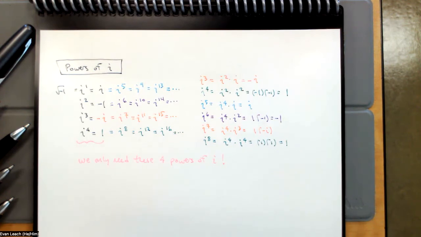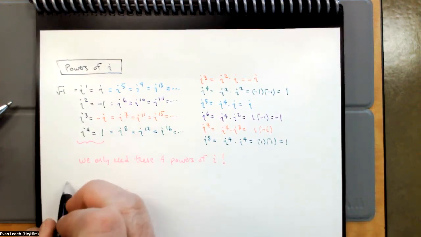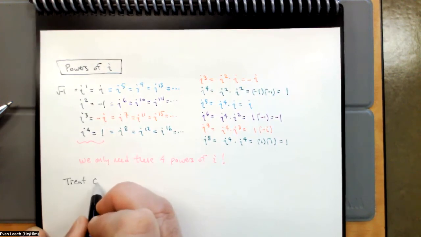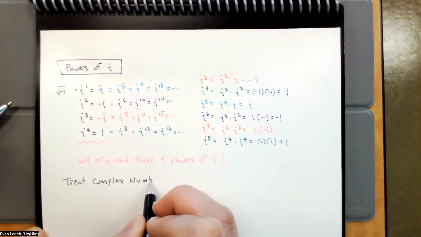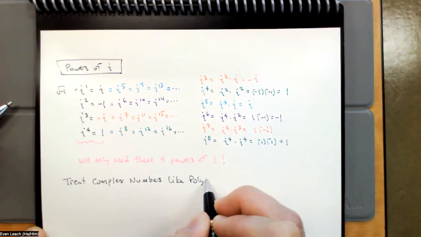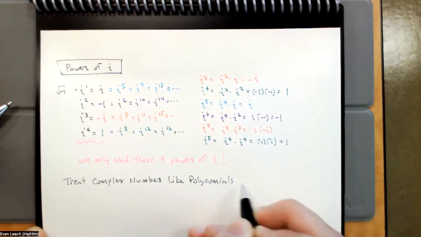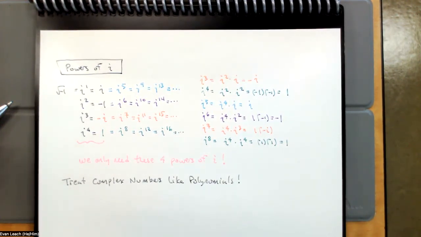Once we have these powers of i, we look at complex numbers, and we could think of complex numbers as just like polynomials. We're going to treat complex numbers like polynomials with this extra powers of i business.